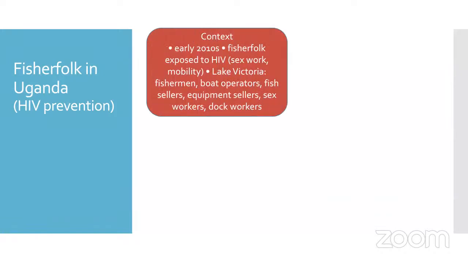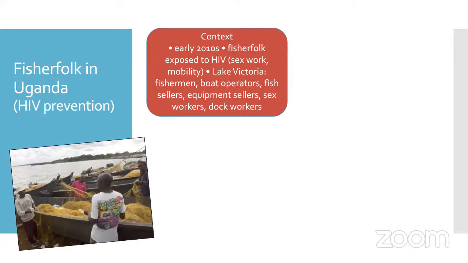Similarly, in Uganda, a similar kind of thing came out. So this is in the last 10 years or so. Fisher folk in Uganda exposed to HIV. So this is related to sex work and mobility. People move around on the Lake Victoria. They're fishermen, they're boat operators, they're fish sellers, they're equipment sellers, they're sex workers, they're dock workers. So there's a lot of exposure to HIV in that context. And the task here was to try and understand how HIV risk could be reduced. So here's some fisher folk on Lake Victoria working on nets.